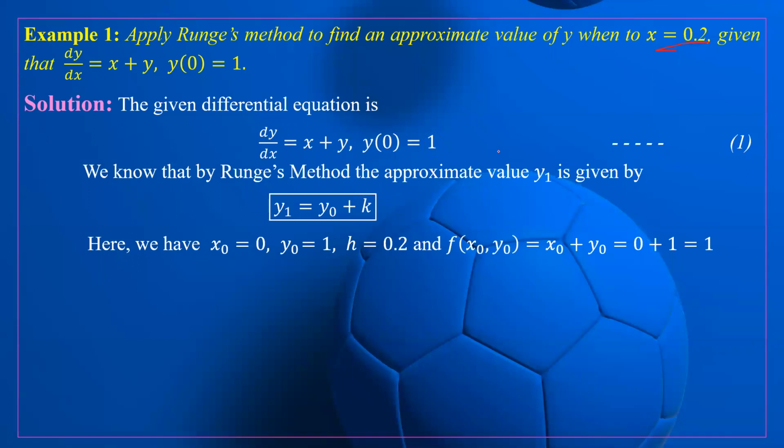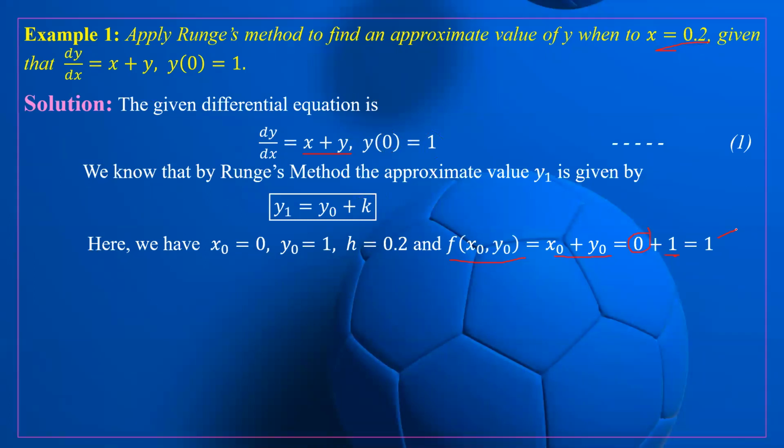And second, f(x0, y0). So what is f(x0, y0)? It is defined like this: f(x, y) = x + y. So x0 + y0, but x0 = 0 and y0 = 1. So 0 + 1 = 1. This is the value of f(x0, y0).